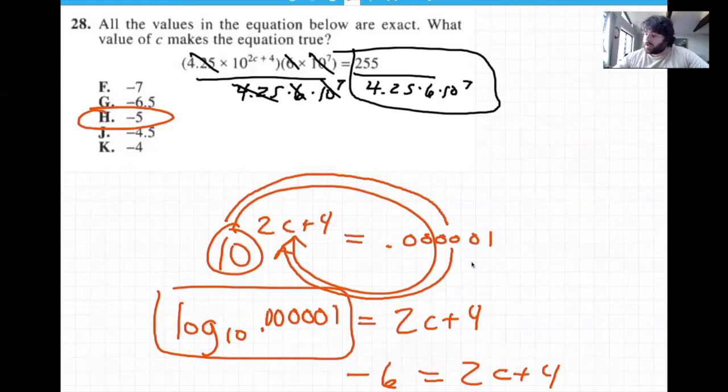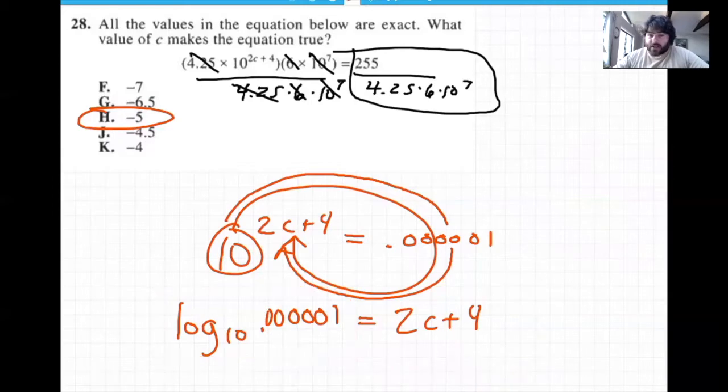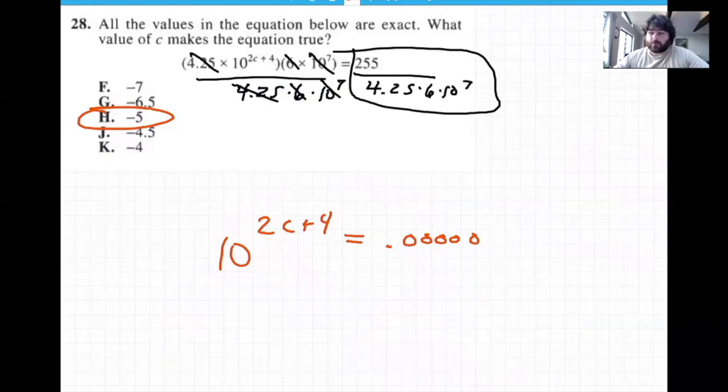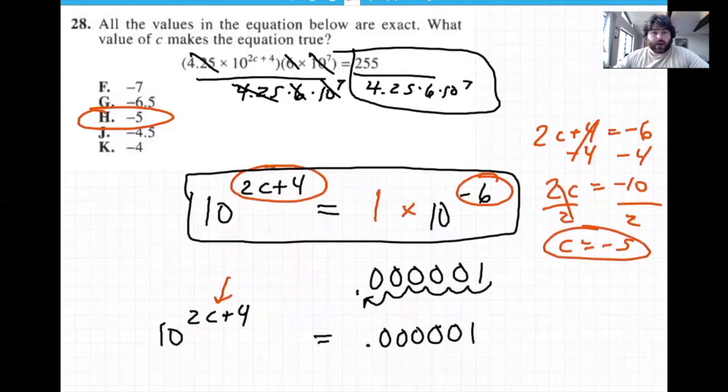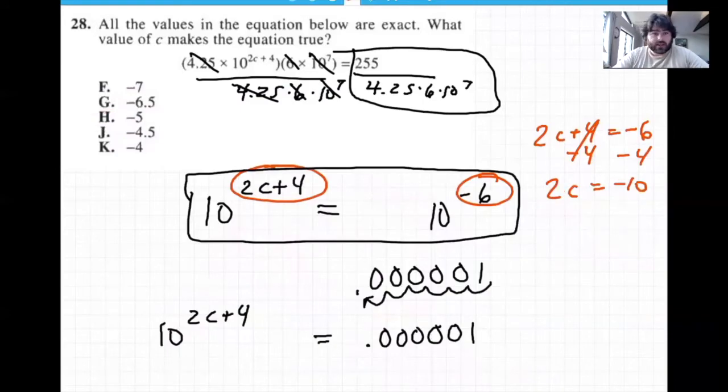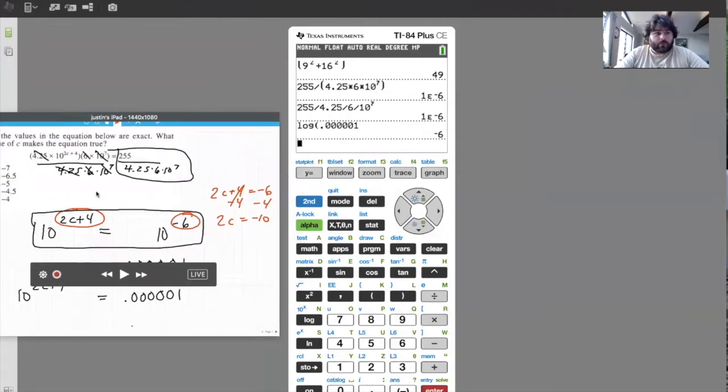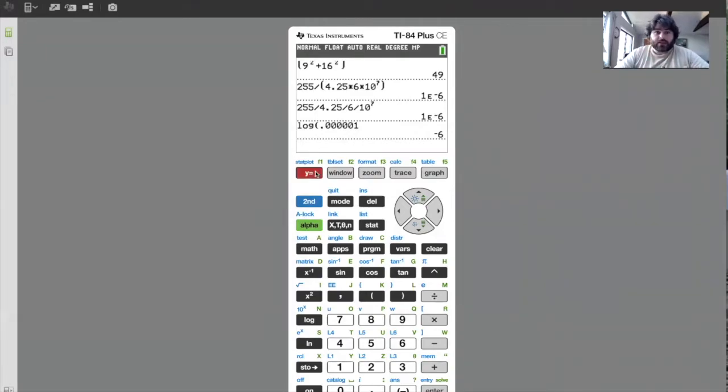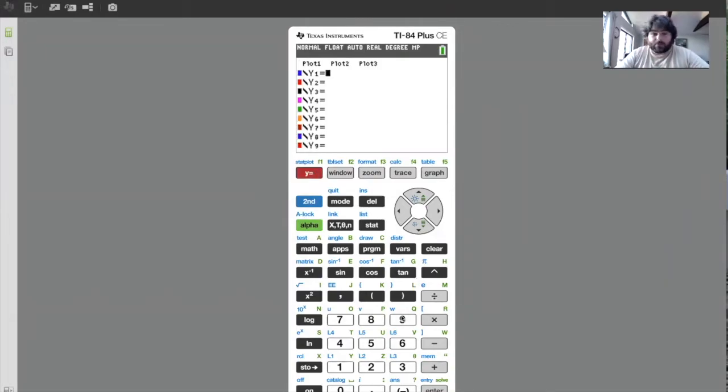If you're really, really against all those things that I just did, we could definitely solve this using our calculator by graphing the left side and graphing the right side. Remember, if you graph the left side and graph the right side, you're going to have the solution to an equation. I'm just going to scratch that. Here's how it works. My equation says 4.25 times 10 to the 2c plus 4 times, it's this big old long thing.